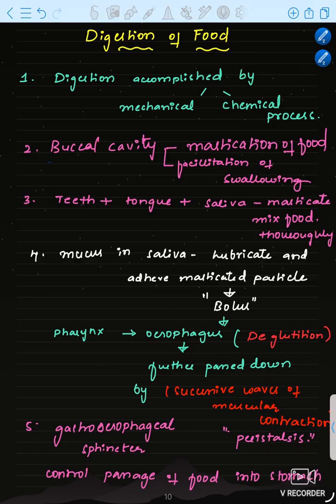Now next one, the buccal cavity. What is the function of the buccal cavity? It has teeth and tongue. What does it help in? Mastication of the food, breakdown of the food. After breaking down, it facilitates swallowing or deglutition. This is the function of the buccal cavity.